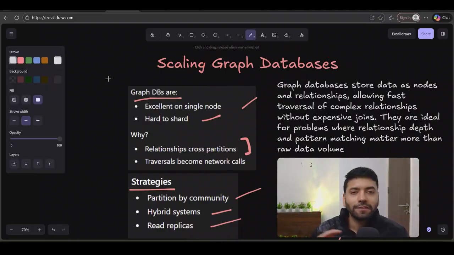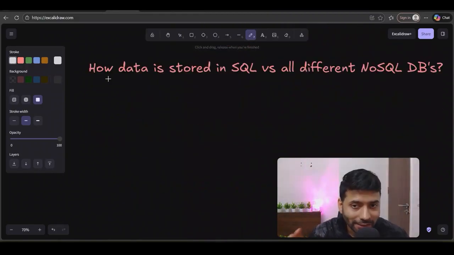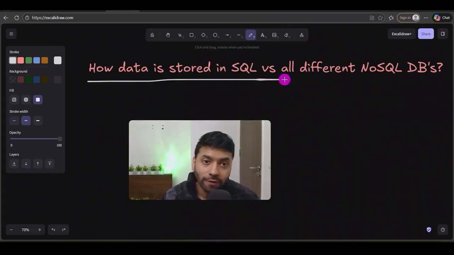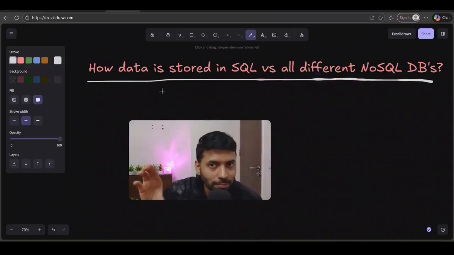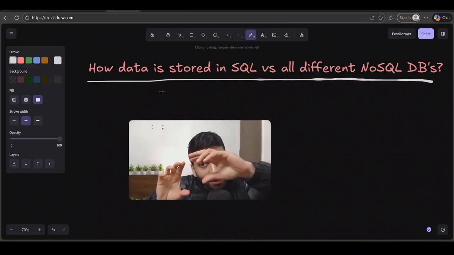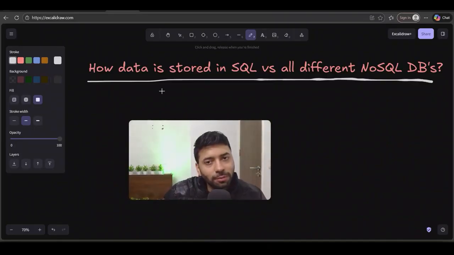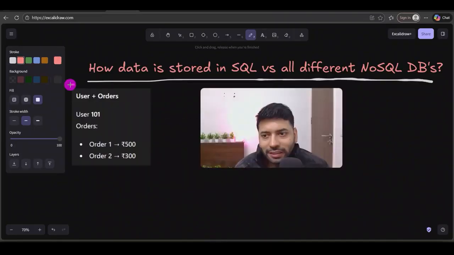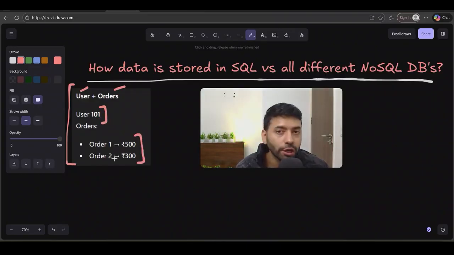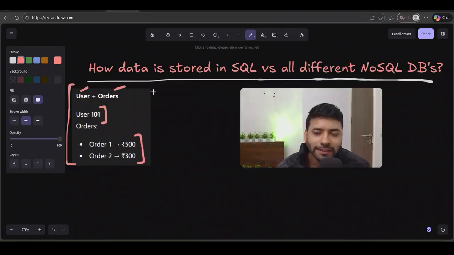Alright, so now that we have discussed about the SQL and NoSQL databases, let's see with an example how data is stored in SQL versus all different NoSQL databases. Okay, so we will take an example and we will see how the same data is stored across different databases that we have discussed till now. So let's say this is the data. Okay, so we have user and orders. So for user ID 101, we have these two orders, order 1 with amount 500 and order 2 with amount 300. So first let's see how this data will be stored in SQL database.